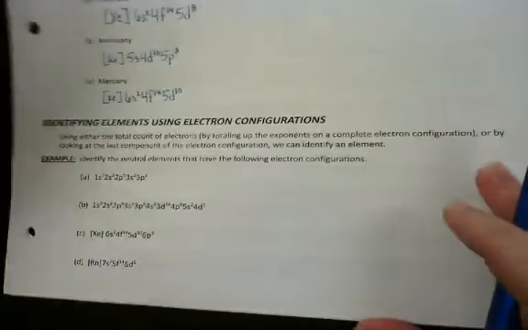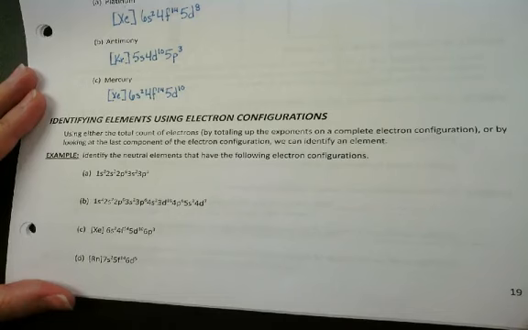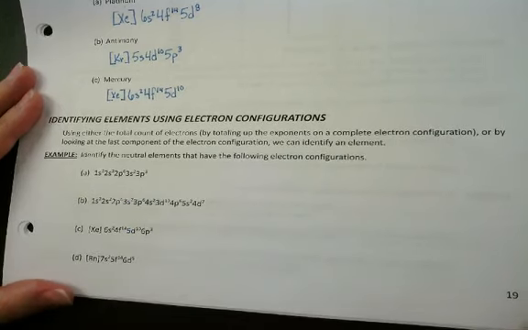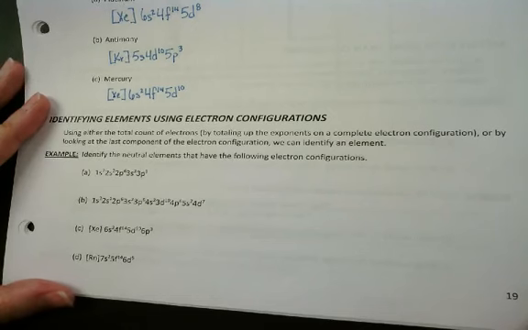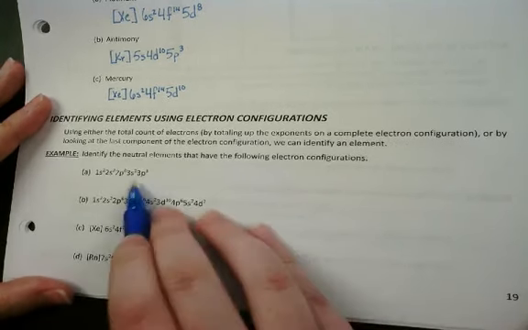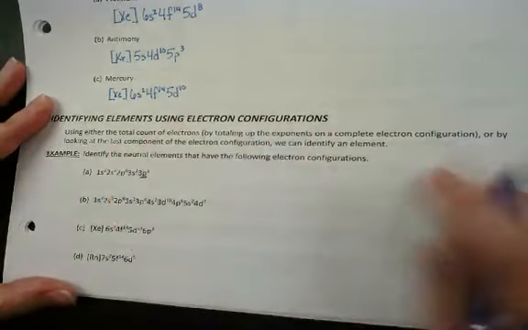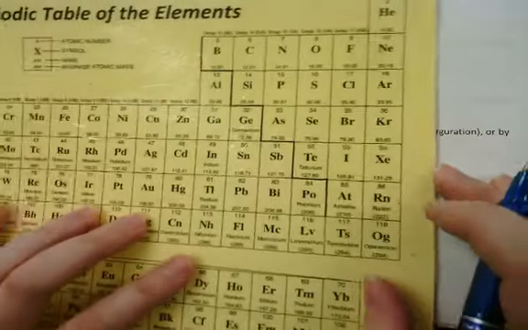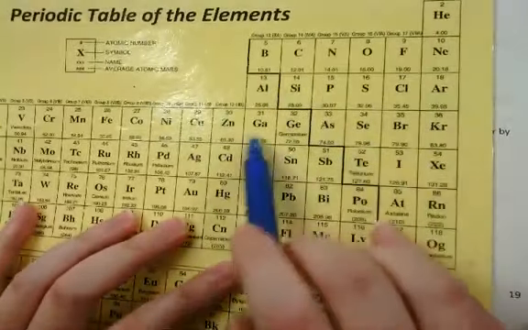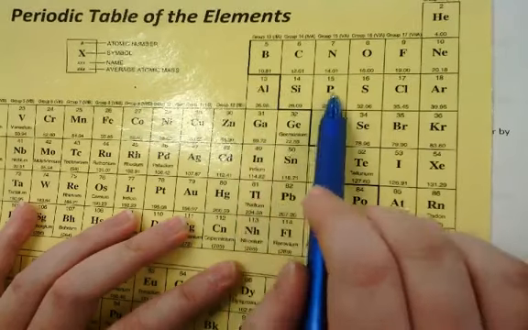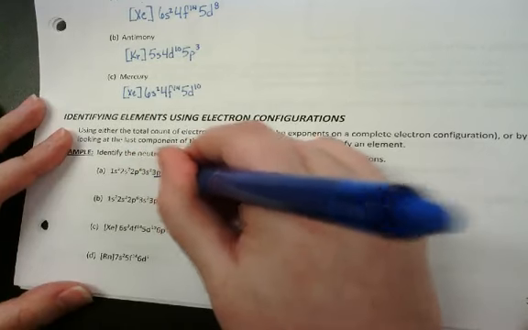All right, so then we're going to talk about identifying elements using the electron configuration. When given the electron configuration, figuring out what element you have is arguably one of the easiest, because all you have to do is look at the last one. The last thing we wrote is 3p3. So we go to our periodic table and find our 3p. What's in our 3p3 position? 1, 2, 3. Well, that's phosphorus. So this element is phosphorus.